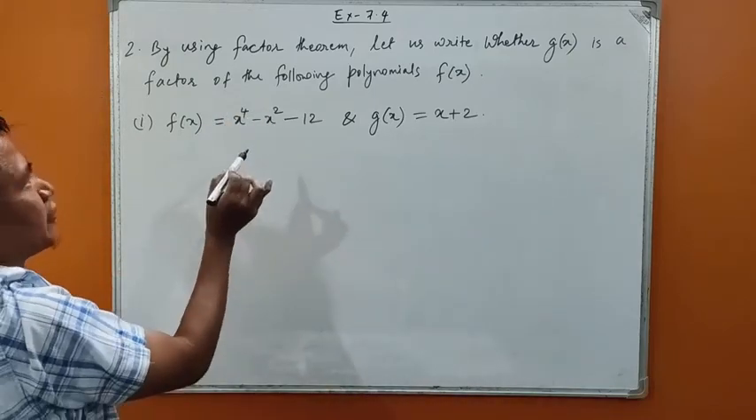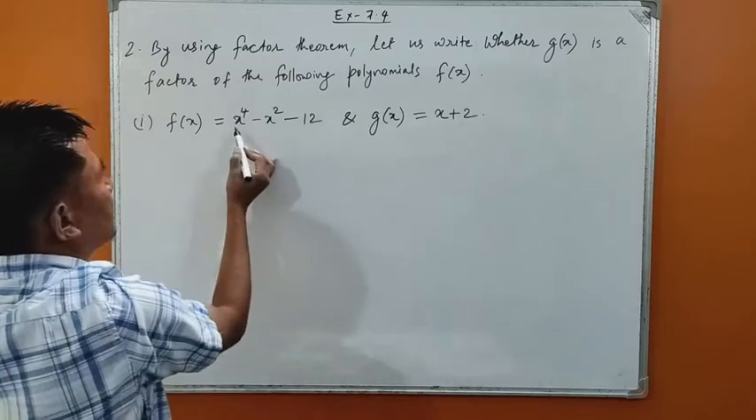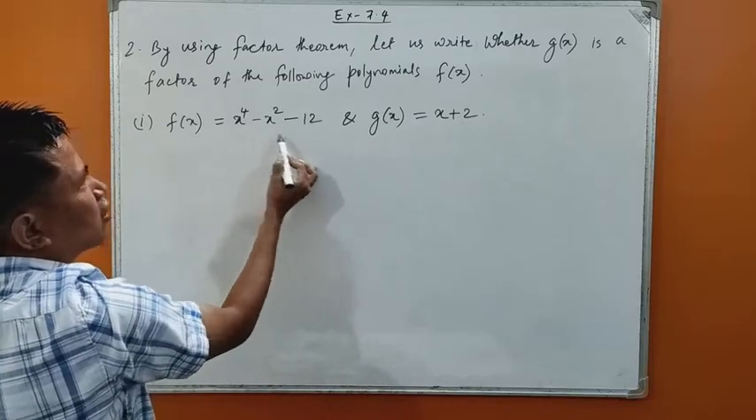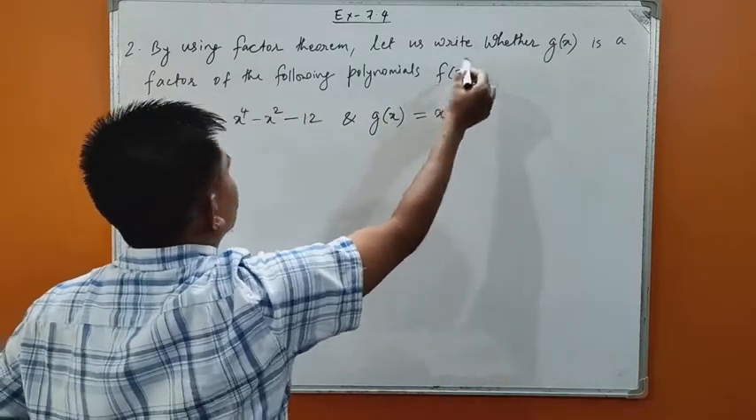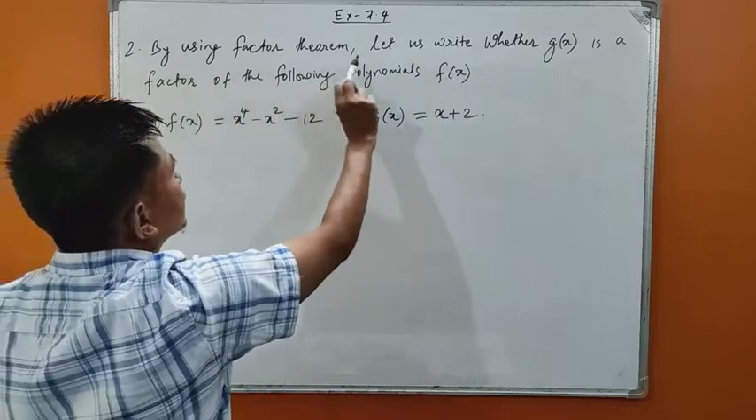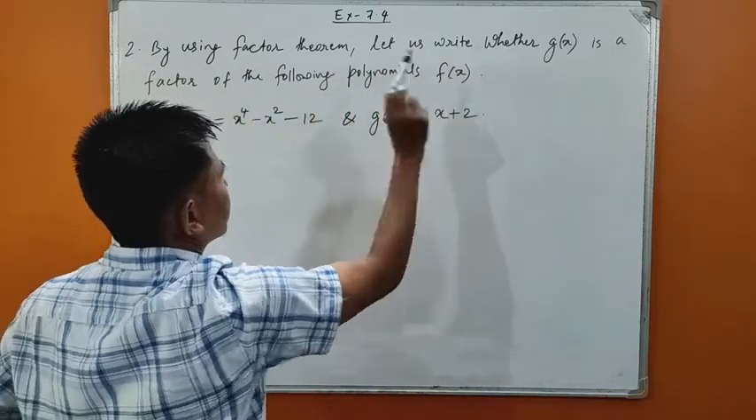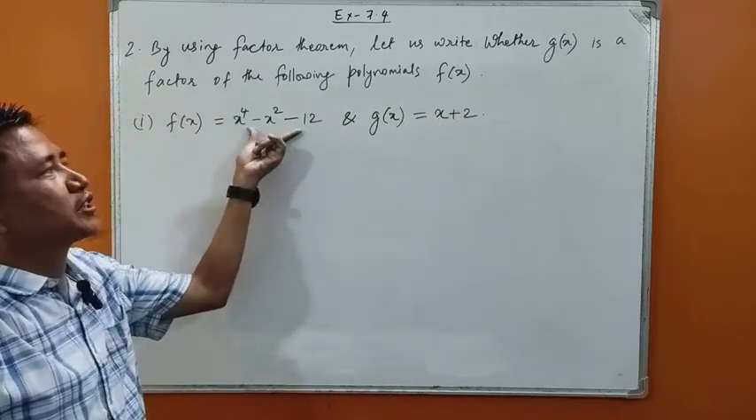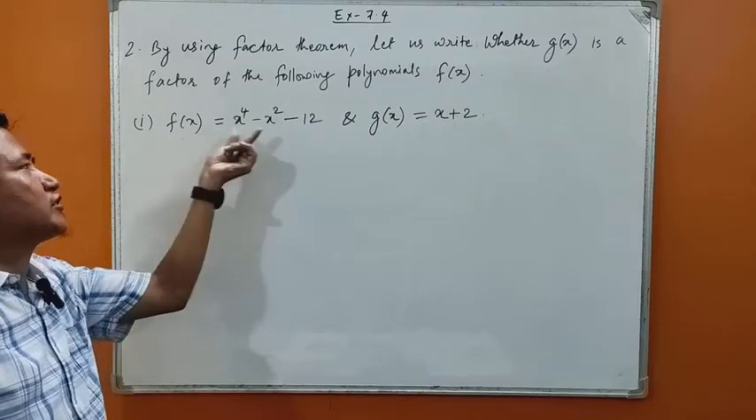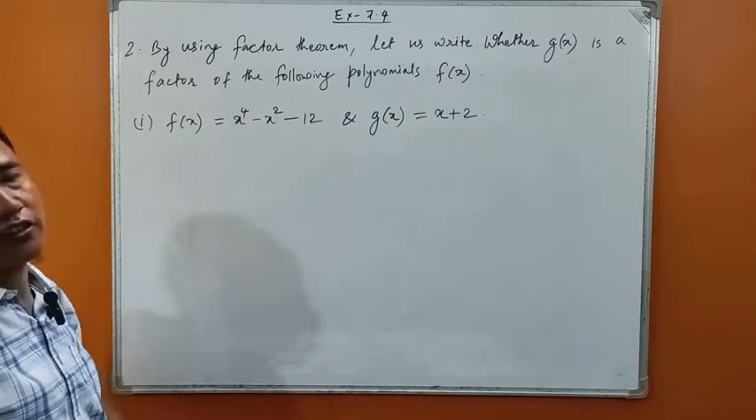We are asked to verify whether this expression is a factor of this expression or not. Whether gx is a factor of this polynomial fx. By using factor theorem, let us write whether gx is a factor of the following polynomials fx. Means whether this expression is the factor of this expression or not. Because fx is this and gx is this, isn't it? Whether gx is a factor of fx or not.